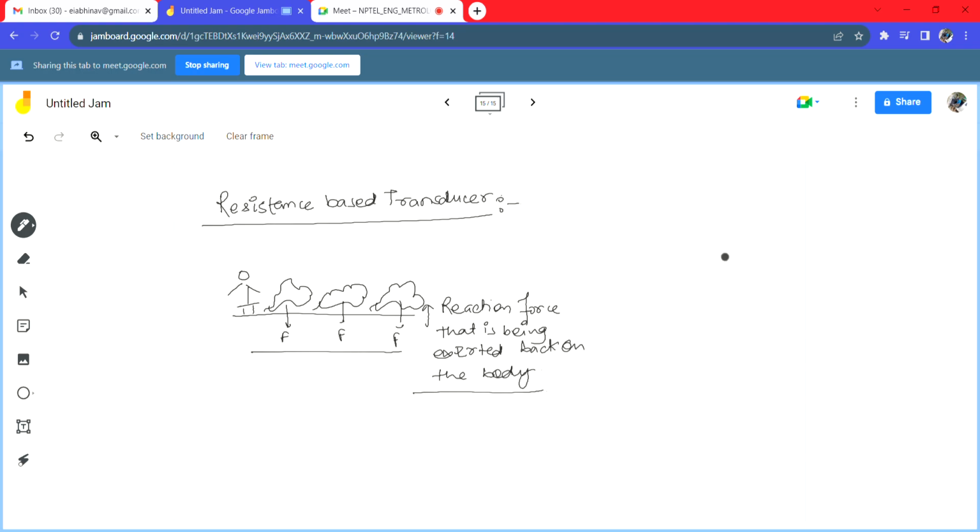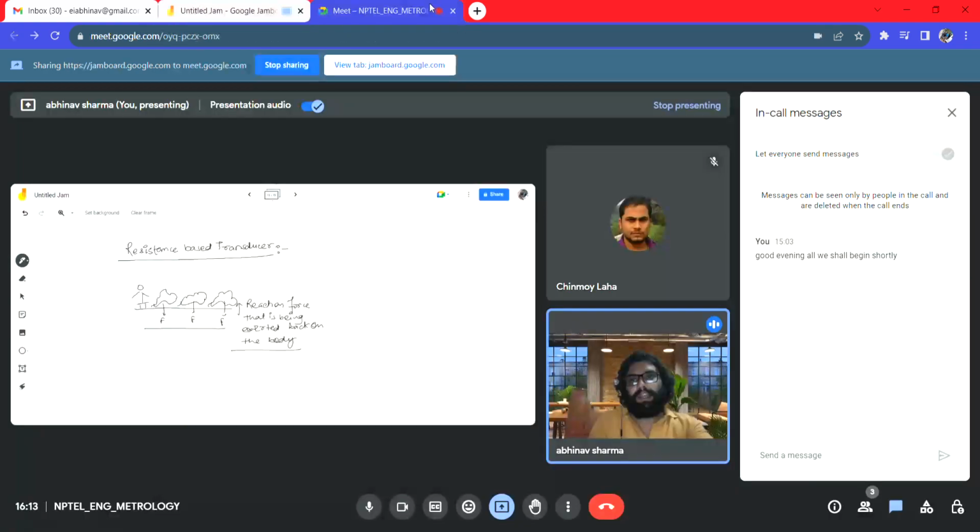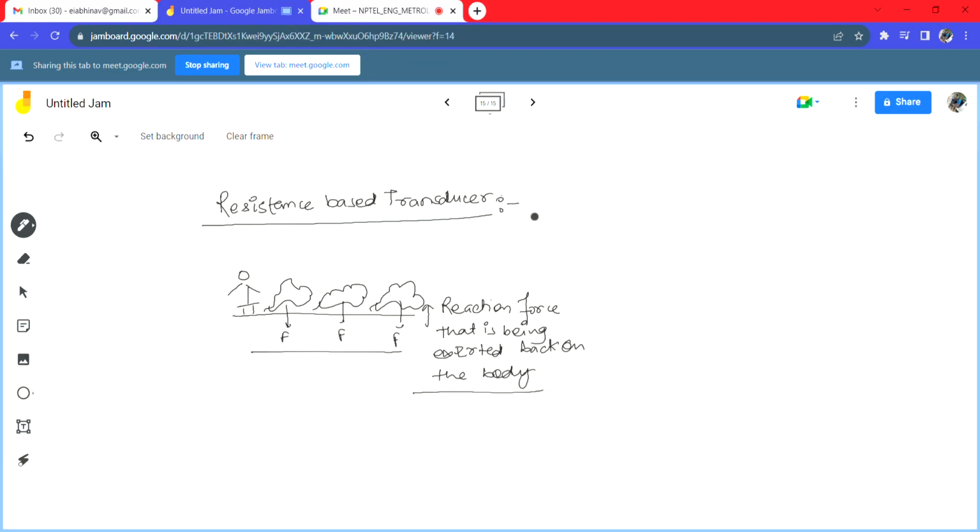So there is a very simple device that is nowadays available on a commercial basis also, and in terms of concepts also, which is called a force sensitive resistor.